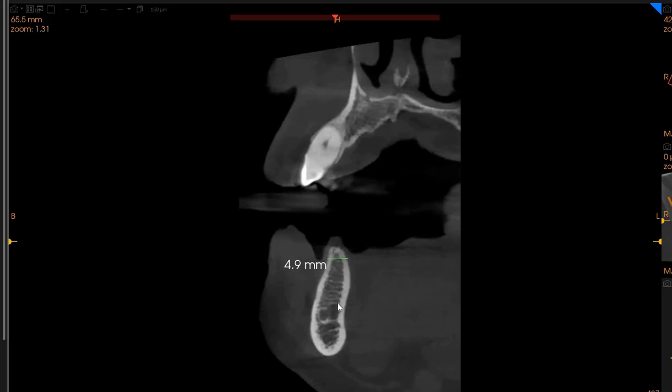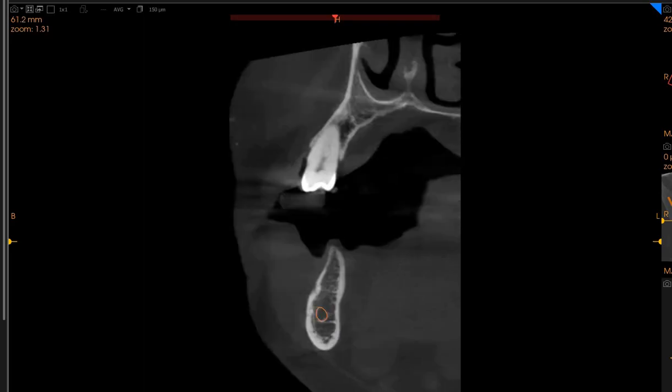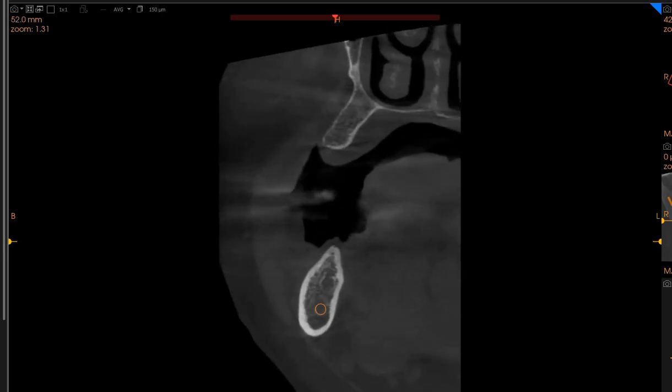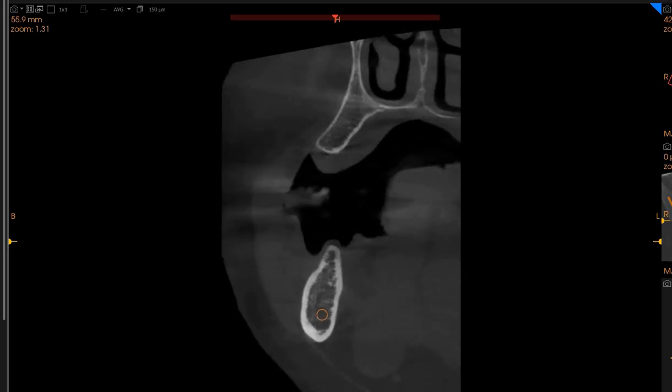4.9 millimeters of width, 12 millimeters of height in the lower right 4 region. 5, 6 region, you've got very thin ridge, and hence implant placement is not going to be possible.